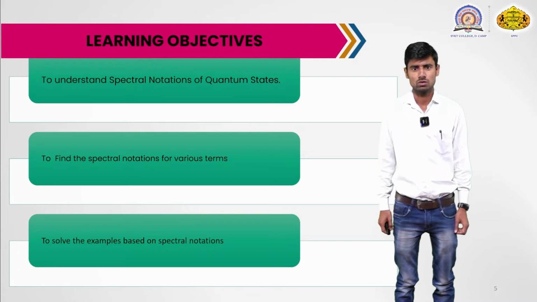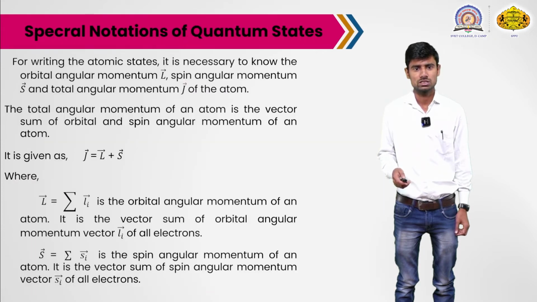So, in today's lecture, our learning objectives will be to understand the spectral notations of quantum states, to find the spectral notations for various terms, and to solve the examples based on the spectral notations. So, let's start with the concept of spectral notations of quantum states.